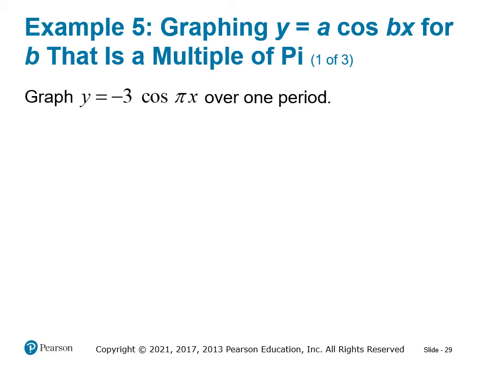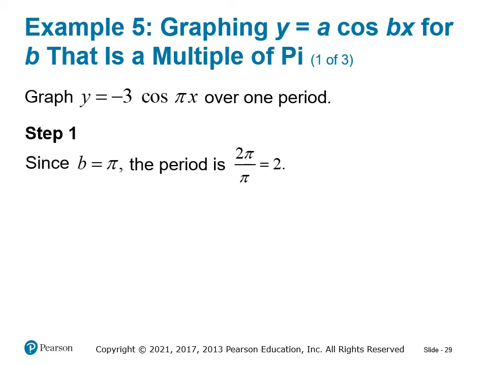Graphing y equals a cosine bx for b that is a multiple of pi. So here we have pi x. So it's not 3x, but it's still a multiplier. Don't let that confuse you. We're going to do the exact same thing that we've done all along. The first thing we do is find the period, right? This is 2 pi over b, or 2 pi over pi, and so our period is now 2.